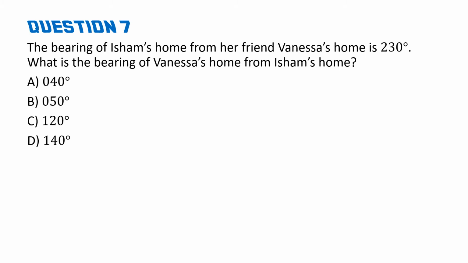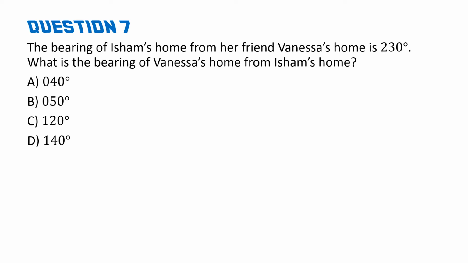Question 7. The bearing of Isham's home from her friend Vanessa's home is 230 degrees. What is the bearing of Vanessa's home from Isham's home? So what we're looking at here is what's called a back bearing. We know 230 degrees is the bearing of Isham's home from Vanessa's home, but we want to know the difference back. So let's start off.